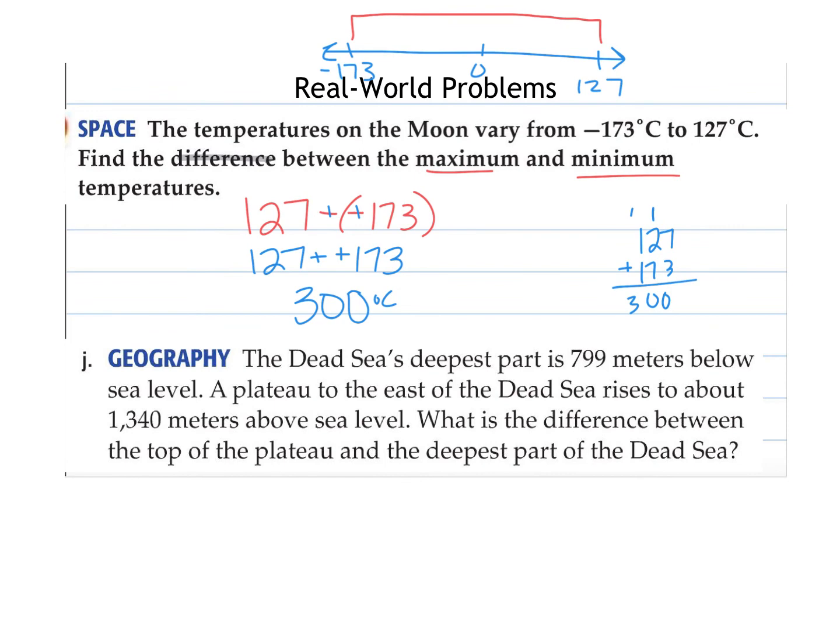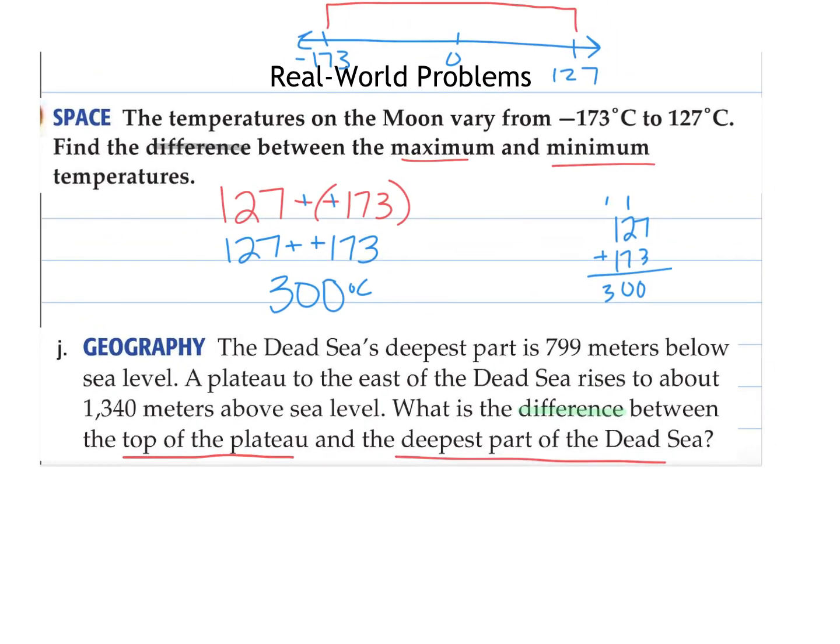Next one, the Dead Sea's deepest part is 799 meters below sea level. A plateau to the east of the Dead Sea rises to about 1,340 meters above sea level. What is the difference? So again, difference right there is telling me subtraction between the top of the plateau and the deepest part of the Dead Sea. So again, noticing the order of them, the top of the plateau is listed first, so that's the number I'm going to use. So 1,340 meters above sea level tells me that it's going to be a positive number.